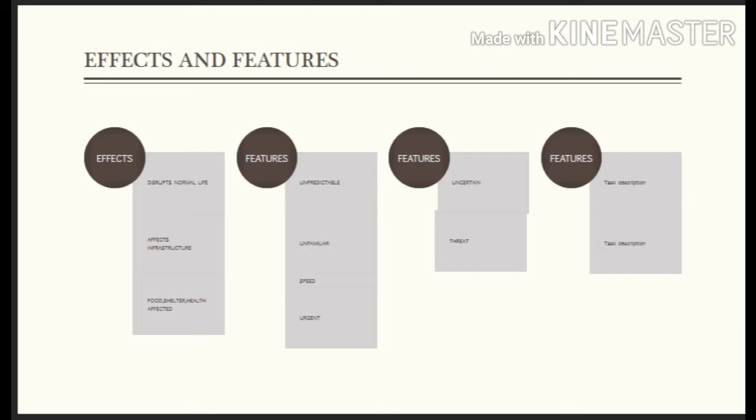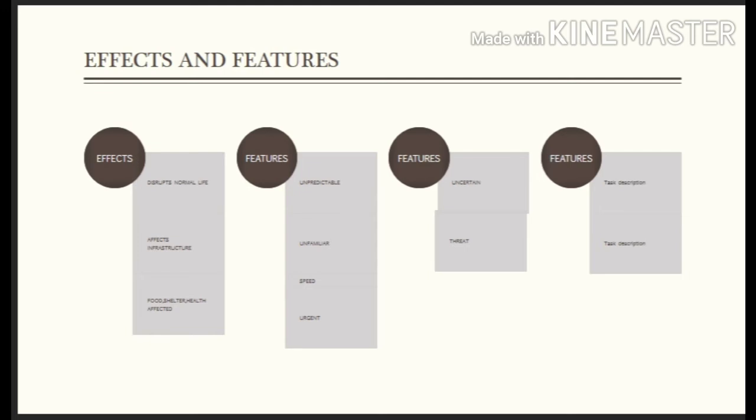The main features of disasters on an average are, most of the time they are unpredictable. That means unpredictability is a feature. In several cases, it will be unfamiliar to us. Speed will be a factor. Urgency will be another factor. Uncertainty and threat also are similar factors.